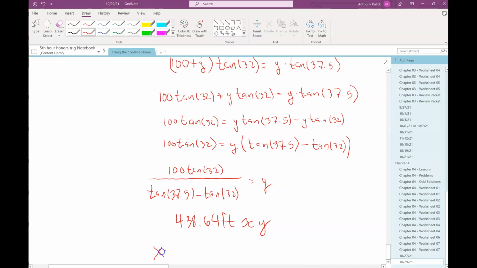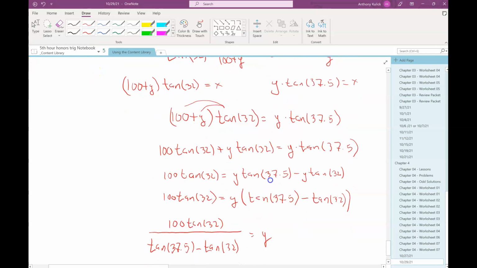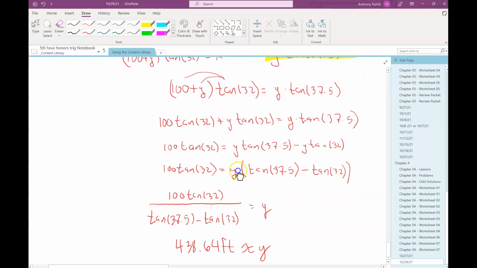And what I'm going to do then is I know that x is equal to y times tan 37.5.